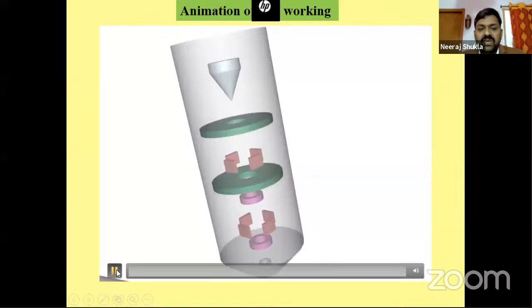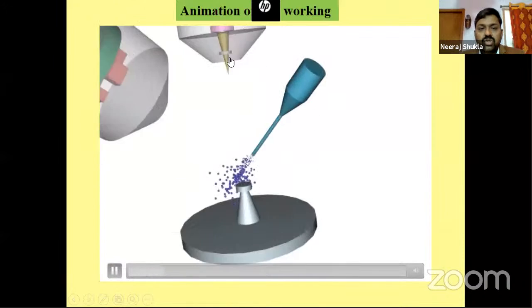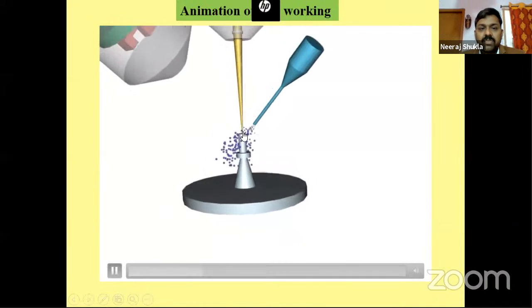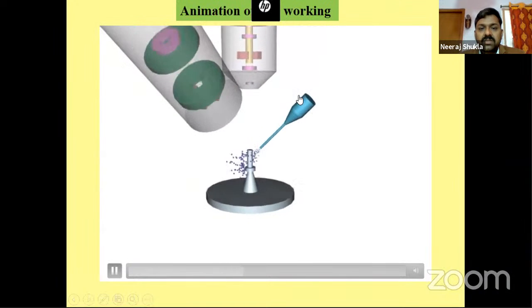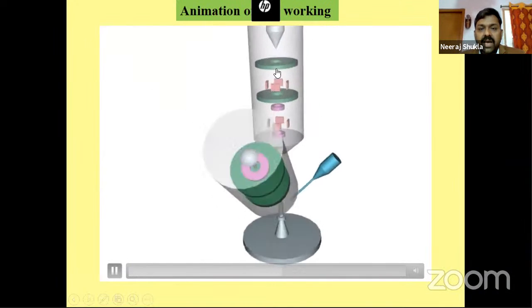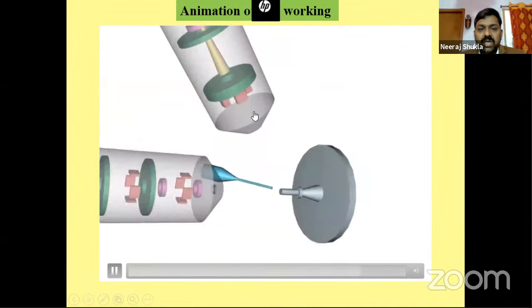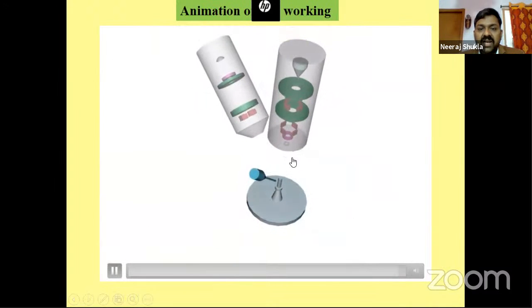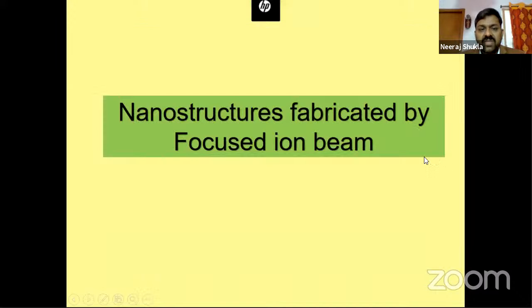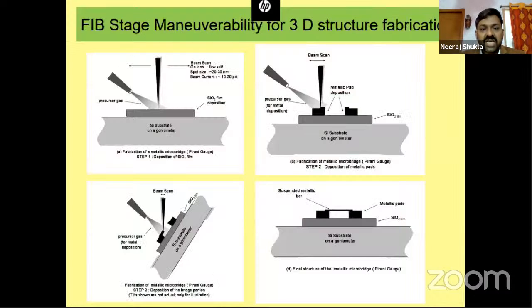This is just a video of FIB working. There are various octopole lenses which focus the beam, and this is the gas nozzle. There is the ion beam, and then the electron beam, which images. So there are two columns, one electron column and one ion column. Whatever you do with the ion column, you'd like to see what you have done. The left side is the electron column, the right side is the ion column, and this is one of the gas nozzles. This is just an animation of the phenomena.